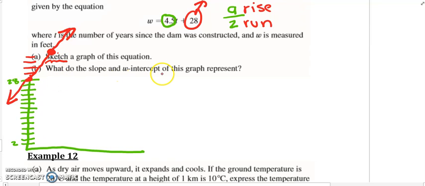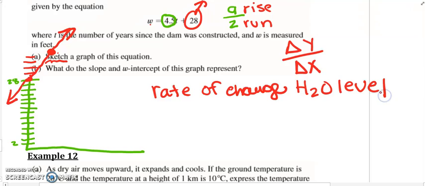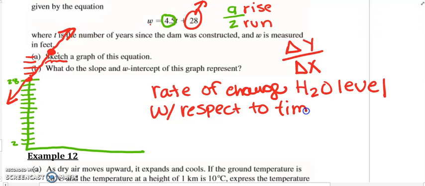What do the slope and y-intercept of this graph represent? Well, the slope is the rate of change. That's what slope is. Normally we said, right, change of y over change in x. This is our rate of change, and we do have x's and y's here, well, t's and w's. But it's the rate of change of y, which would be my w, so rate of change of my water level, that's what w represented, over my change in x, my x is t, so with respect to time, because time is my t, which is my x.